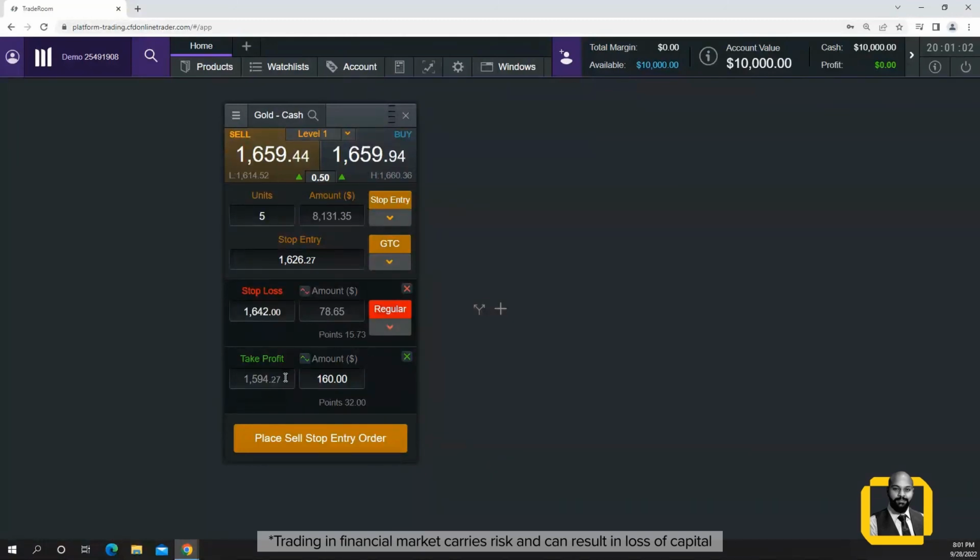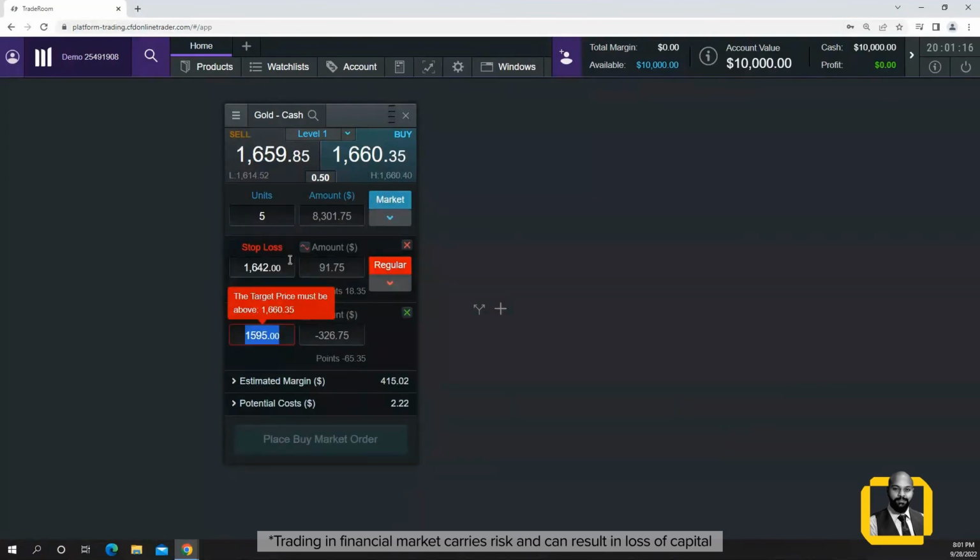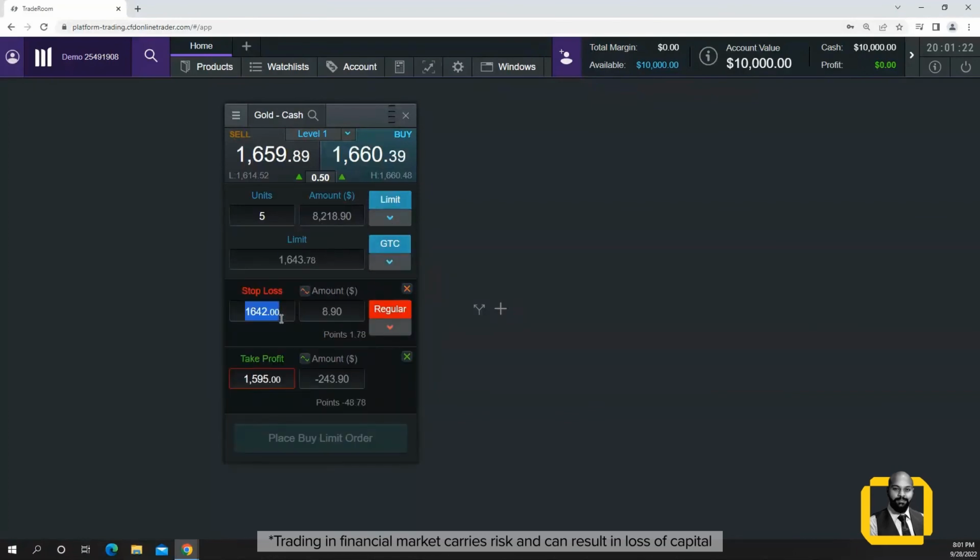So I'm looking at 1642 and 159. For those of you who are not able to understand the buy or sell, let me just make this. So the stop loss, let's assume, 1627, and a take profit of 180.